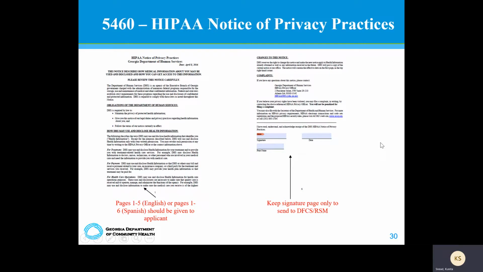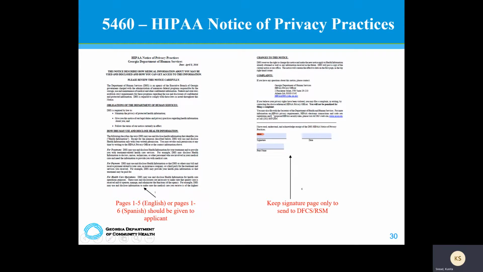Your next form is your 5460, which is your HIPAA form. We should all know about that. The last page is the signature page. If you're doing this application with the individual right there in the office with you, they will need to print their name, sign, and date the last page, and you need to keep that last page.